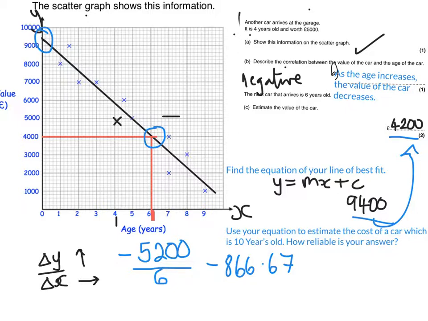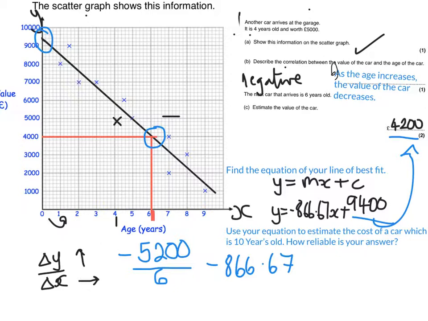Okay, well that's the value of my gradient, so I'm going to put y equals negative 866.67x plus 9,400. What does that mean? That means every time I go across 1 year, my car loses £866 of value, which isn't great. So every year it's going down, depreciating by that much money.